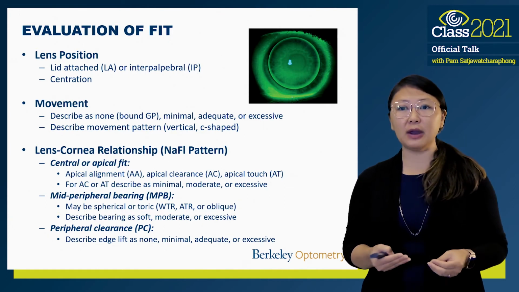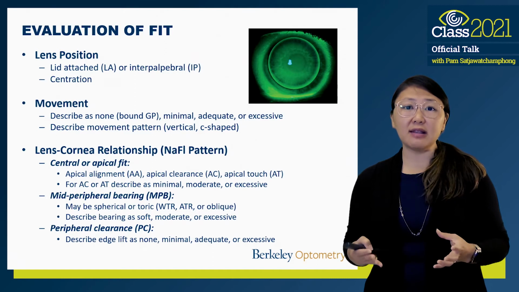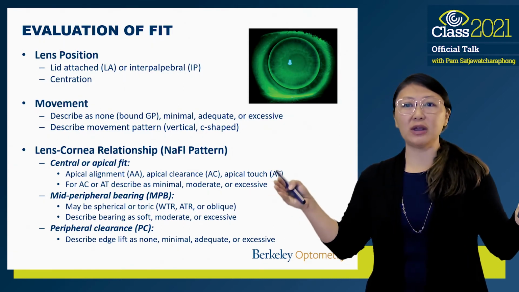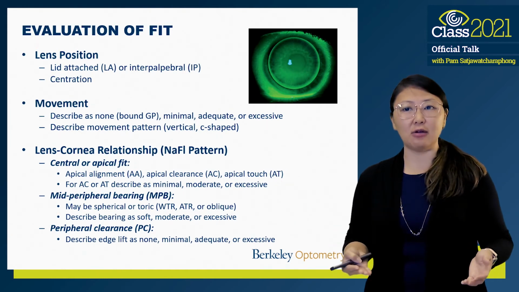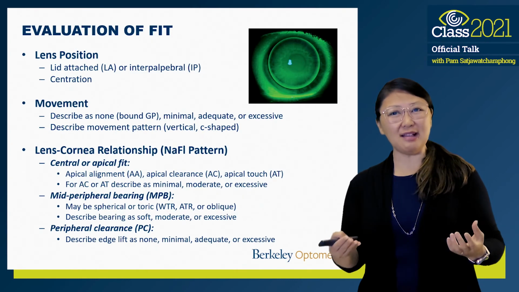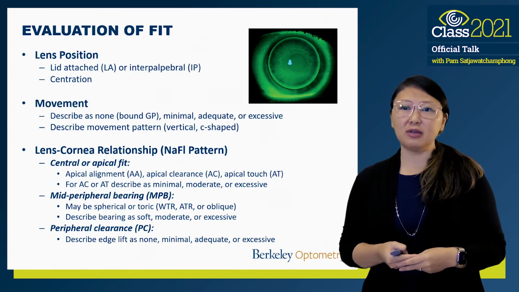For the mid-peripheral bearing, this is where the lens has to land on the eye. We need it to stabilize somewhere. It can't just be floating up over the eye. It needs to actually touch down. And the preferred place for it to touch down is not right in the center over the pupil where we see through, but in the mid-peripheral portion of the cornea.